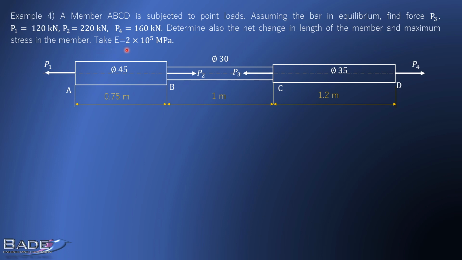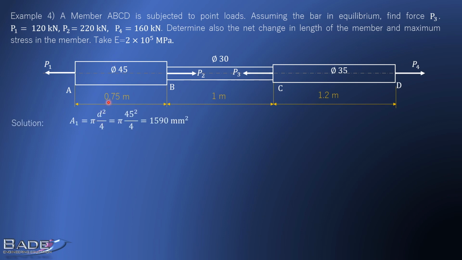Take Young's modulus 2 into 10 raised to 5 megapascal. So it means this entire bar is made of same material that has Young's modulus 2 into 10 raised to 5. There are 4 forces applied at different positions on the bar, but only one force is unknown. It is collinear system of forces. So we can create only one equation, but that is enough to find that one unknown. Let's solve the problem.